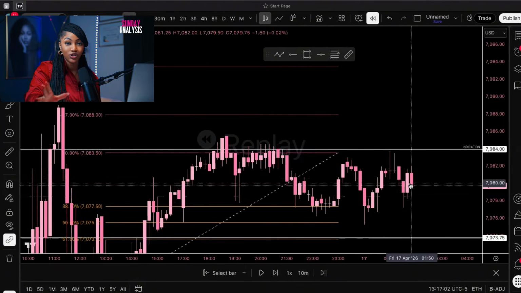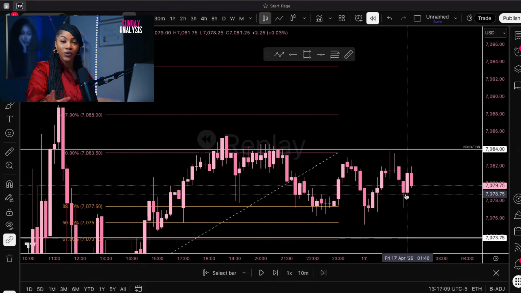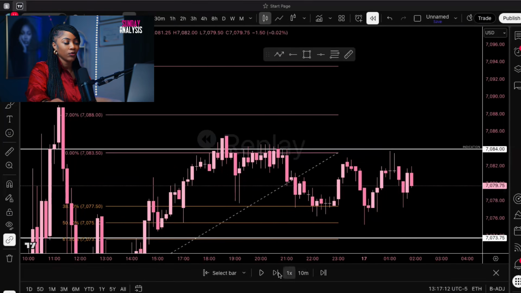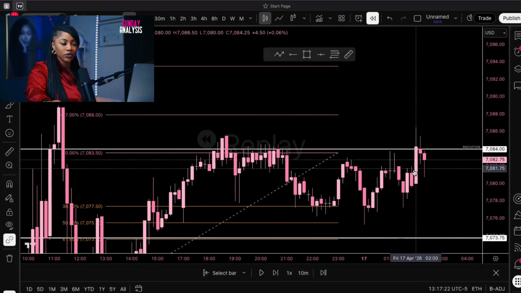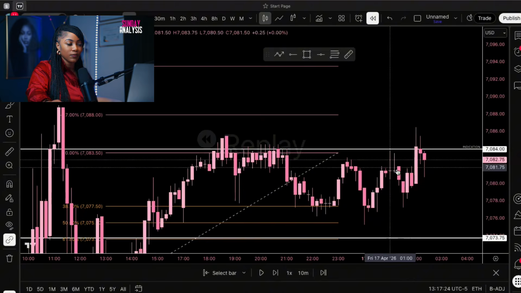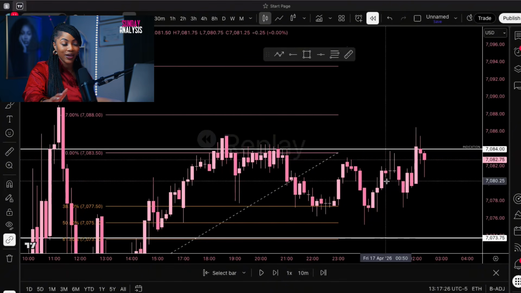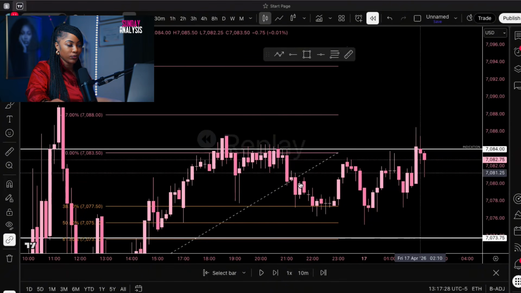So again, we need to wait. We need structure to show us that price wants to go up. And so right here, you see, boom, we have a higher low. So with that higher low, we need price to create a higher low and break structure to create a higher high. So now we move forward. Boom, we have structure right here. Price just pushed up and broke all of this structure, creating a higher high, and it gave us a pullback.